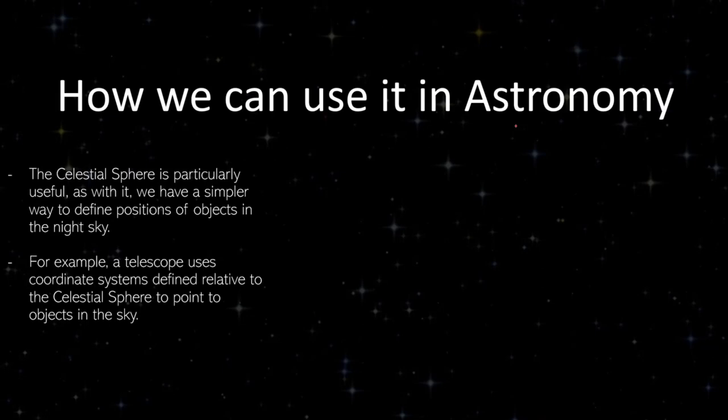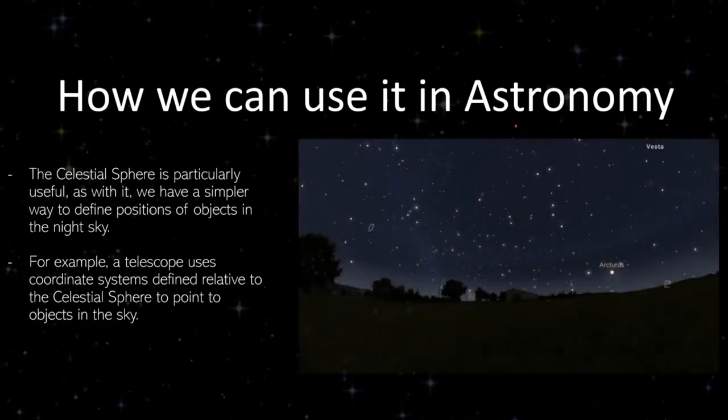The celestial sphere is very useful in astronomy because it essentially provides us with a simpler way to define the position of objects in the night sky. Let's take a telescope for an example. Say that you are pointing this telescope at the night sky, and this telescope was remotely controlled. You would have no way to manually move this telescope.